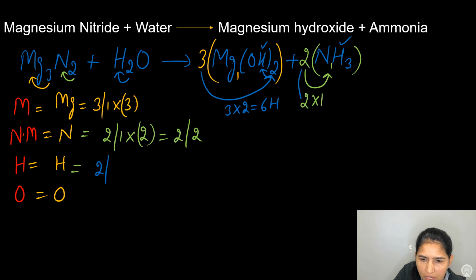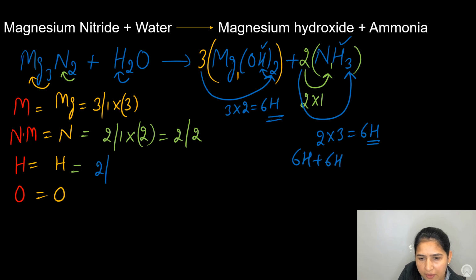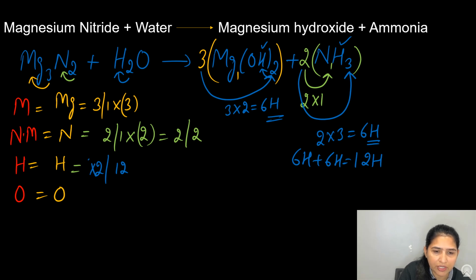Again, if I'm counting it for hydrogen, in the case of ammonia it's going to be 2 times 3, again 6 hydrogen. So collectively it comes to 12 hydrogen. Yes, so I have 12 on the right hand side while 2 on the left hand side. What I will do is make it times 6 on the left hand side so that I can get 12 of 12. So without wasting any time, let's write down 6.